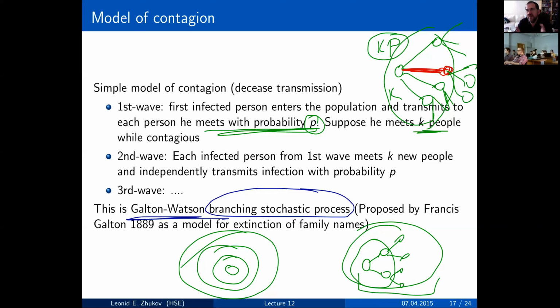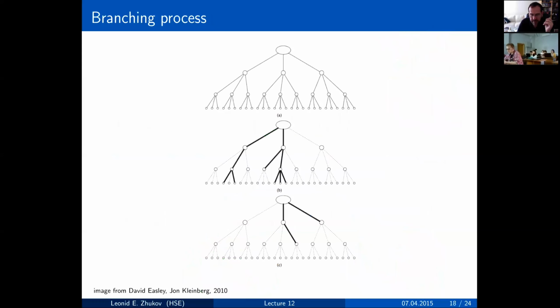In fact, it's the same process as we're going to discuss right now. It is a very similar process that in fact controls a lot of things. But the first time it came up was with him. So this is pretty much what I was talking about on the previous slide. The idea is the following. In this picture, we have the tree, and every person meets 3 people.